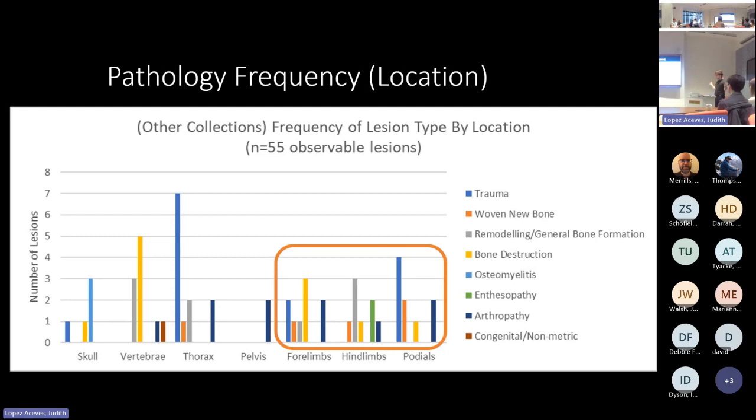I also put the vertebra in a separate category, even though those could be in the thorax, but that's another question. What is interesting here is the relative consistency of lesion types in the limbs and the higher frequency of trauma in the podials. This makes sense when you consider how squirrels use their paws and their arboreal existence. They're mainly in trees, running about, getting their legs.